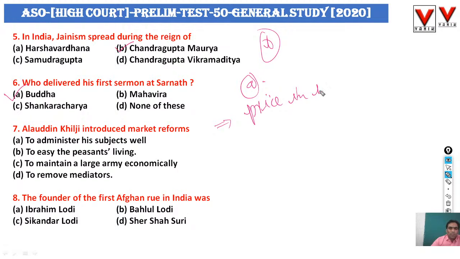Prices in his regime were constant. That means he didn't allow the prices to increase. That much control he had on the prices.